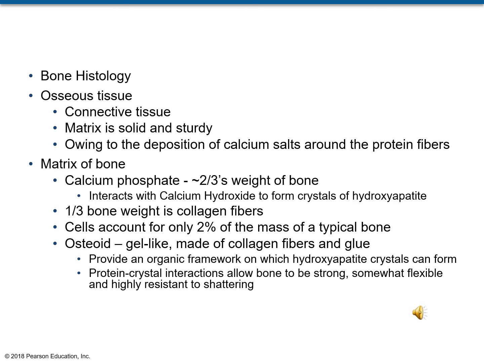Okay. When we are talking about the bony structure, initially when a bone is first made, instead of having a nice calcified material, it has a gel-like matrix made of collagen fibers and glue, and this gel-like matrix is called osteoid. This will provide the framework where those hydroxyapatite crystals form, and this will allow the fibers to become very strong and sturdy, and the bone is resistant to shattering.